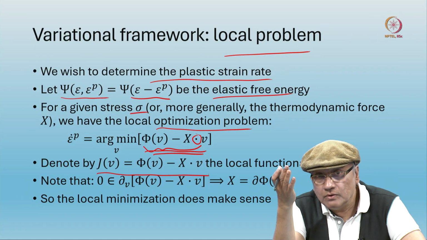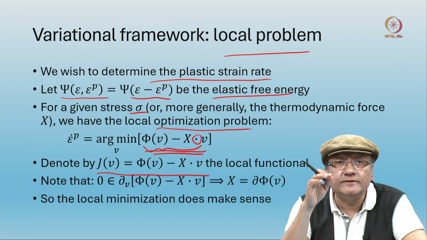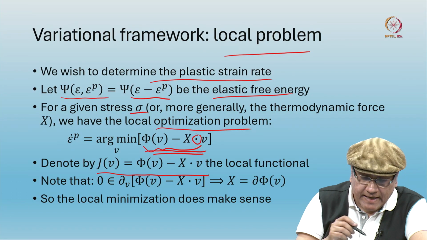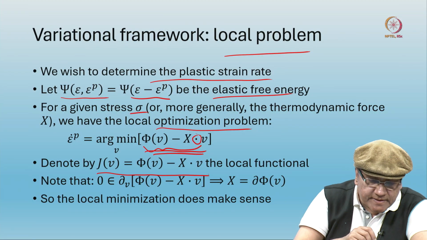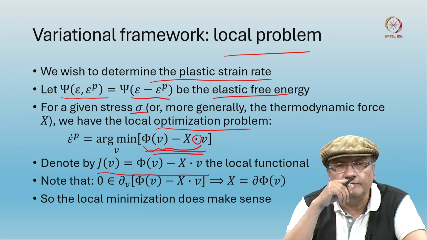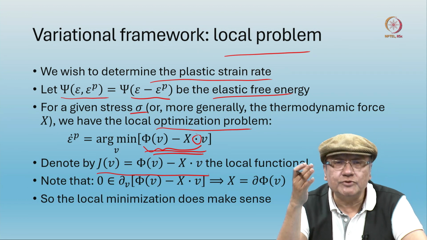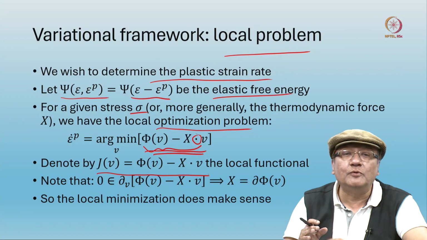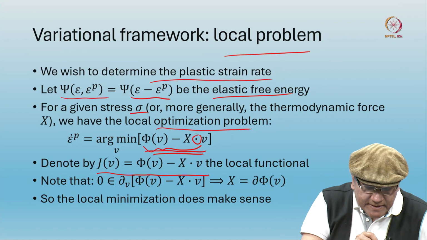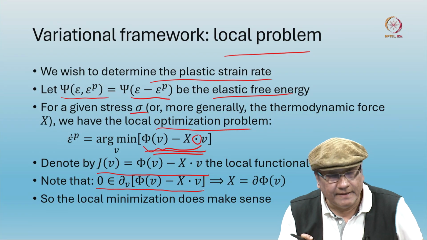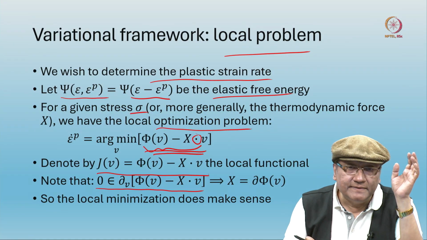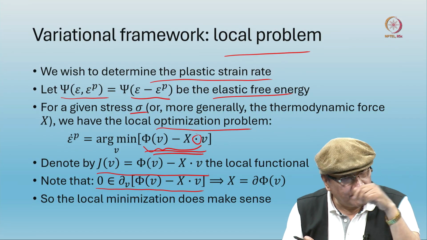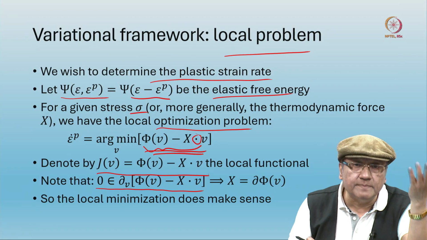Why do I claim that this is the correct functional? The reason is that if you actually do the minimization, that means differentiate J with respect to v and set it to 0. Because we are using the language of subdifferential, a more mathematically refined language, I wrote it as 0 belonging to the subdifferential with respect to v of J. This essentially means that 0 equals the gradient of J with respect to v. That is the requirement in this case, because of the simple fact that everything is smooth.